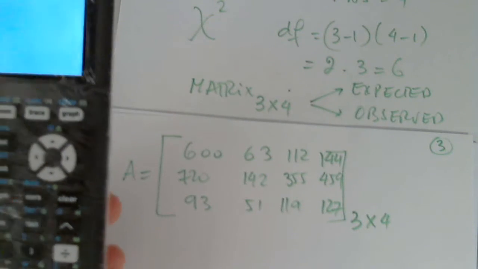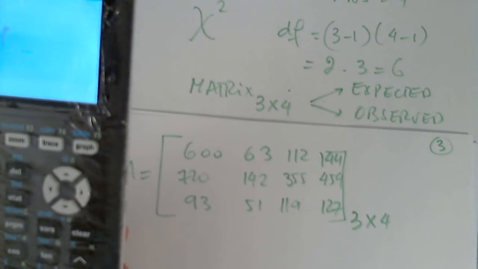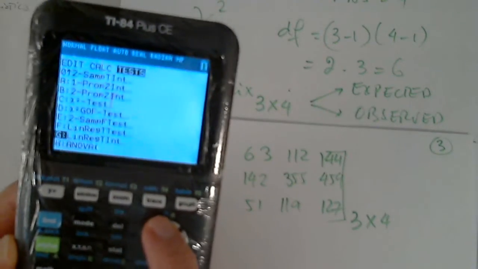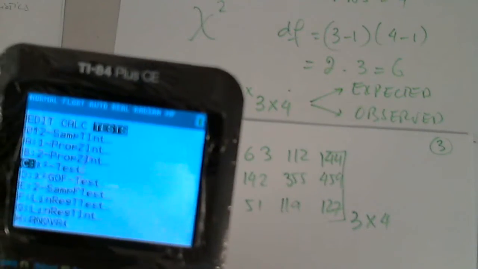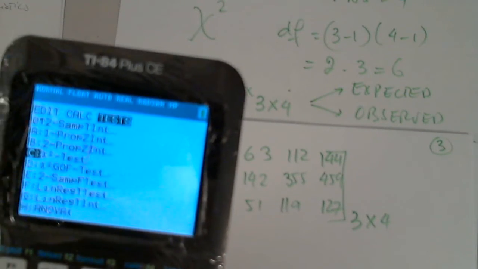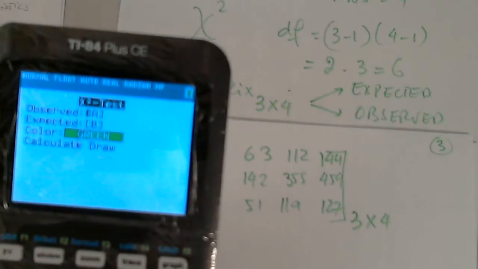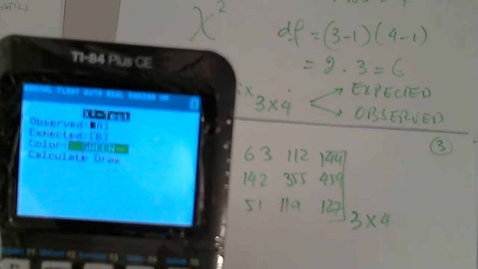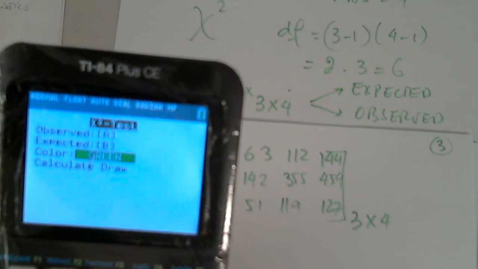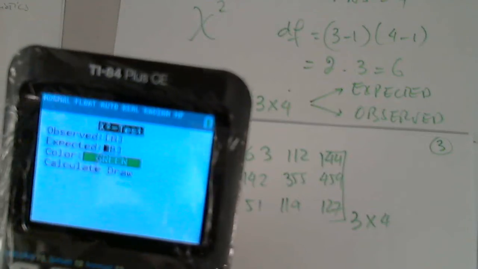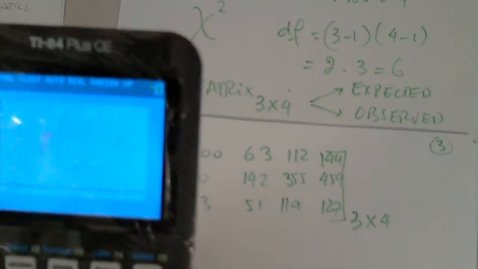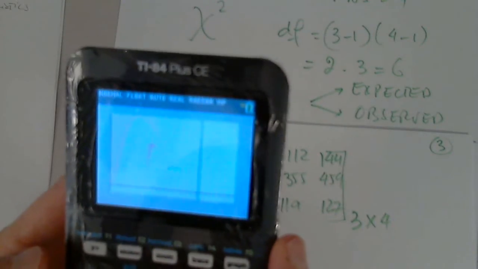Okay, ready? Yes. Okay, so then go to stat and go to tests and look for the chi-squared, not the chi-squared goodness of fit, just the chi-squared test, and press enter. And if you have the observed matrix in A, like I do, just move on, scroll down. The expected will be automatically saved in matrix B. And then I want to draw.